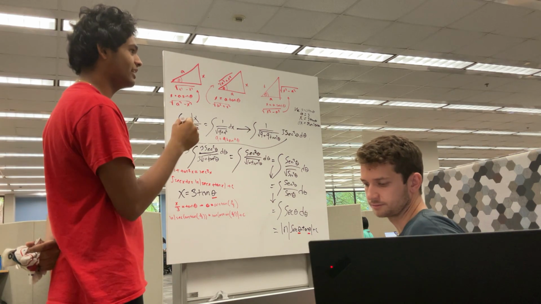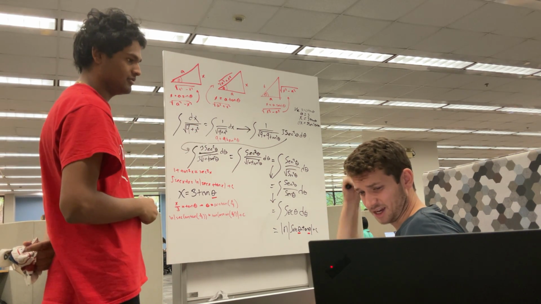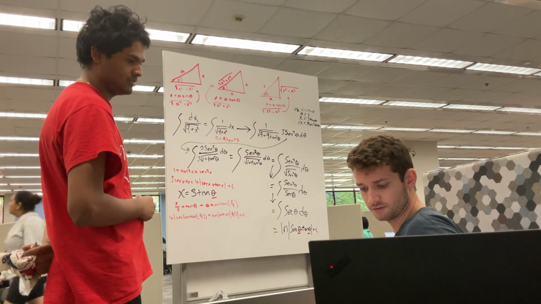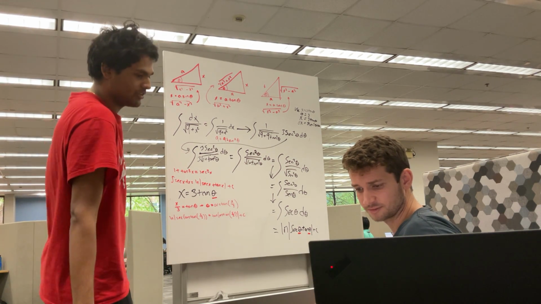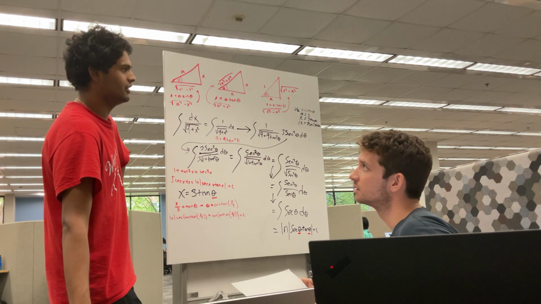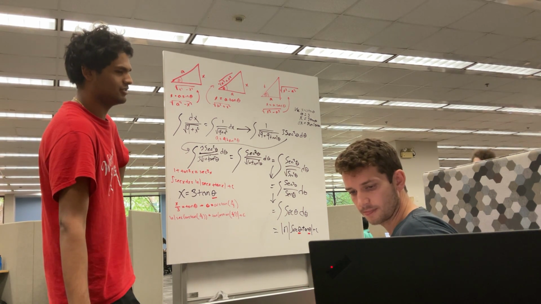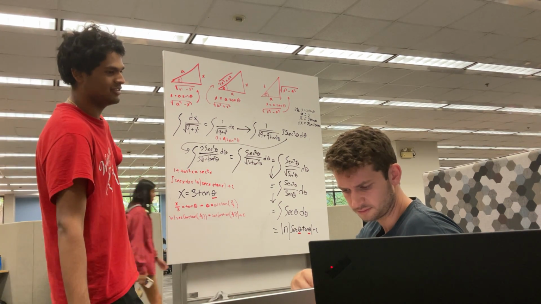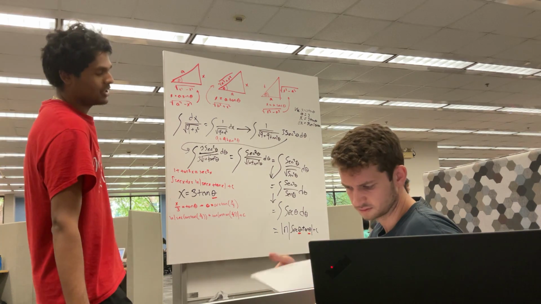Cosine over sine? That might be right. No, sine over cosine is tan. Cosine over sine is cotangent. Here, I'll show you.